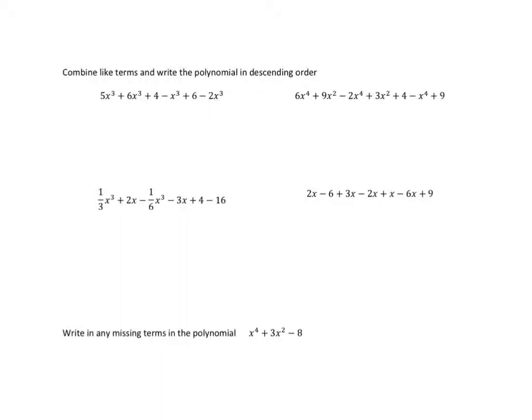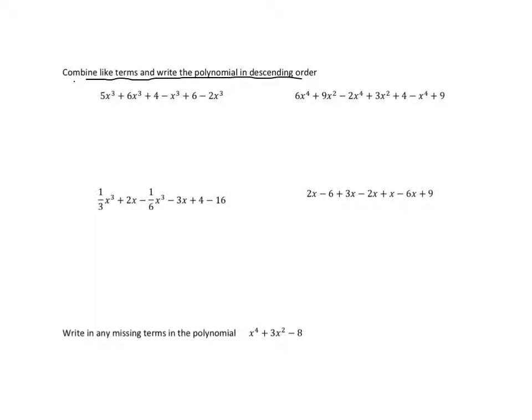Welcome to part 2 of 4.3. I'm just going to go through this now. Here we're going to combine like terms and write the polynomials in descending order. So generally speaking, I'll go through and find the highest degree terms and combine those and write those out. So we're going to be in descending order when we get there.